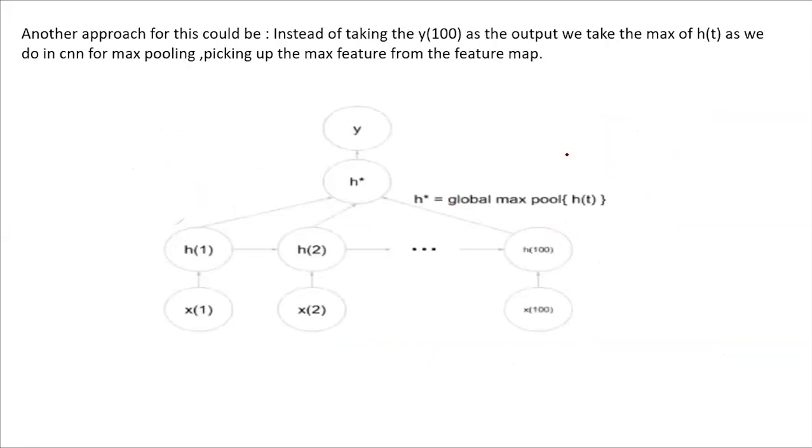Another approach could be, instead of taking Y100 as the output, we take the max of, okay, there is a question. Chandra asks: intermediate layers may be useful? Yes, they are useful to understand, but these hidden layers that you're talking about will again feed back to the hidden layers only. That won't make any sense, and it will not solve the purpose that we are focusing on. So that's why it's better to keep the feedback loop.